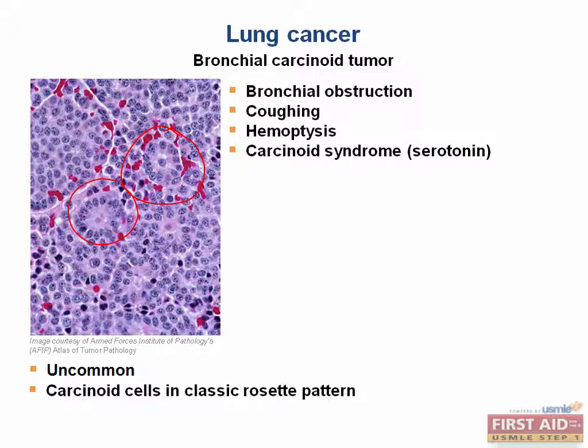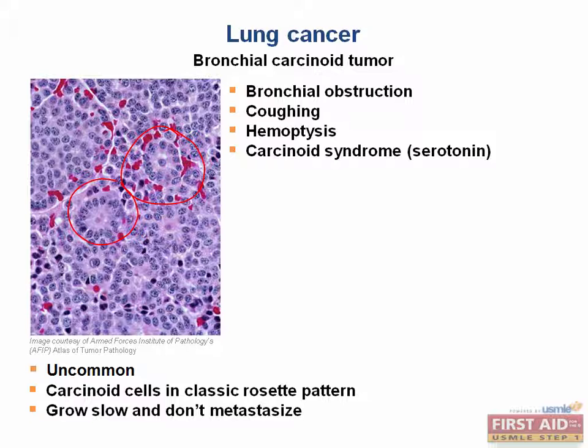Now, getting back to the lung, the good news is that this type of tumor tends to be slow-growing and does not metastasize frequently. This is mainly treated by surgical resection, and the 5-year survival rate is really good, 75 to 95%, compared with the other lung cancers.